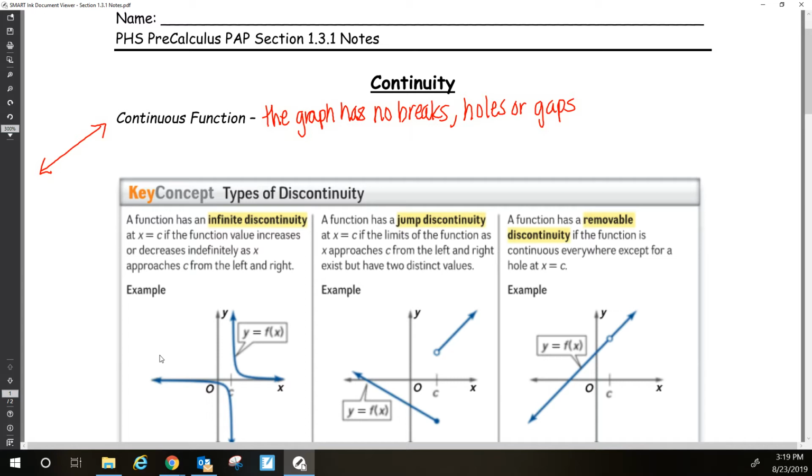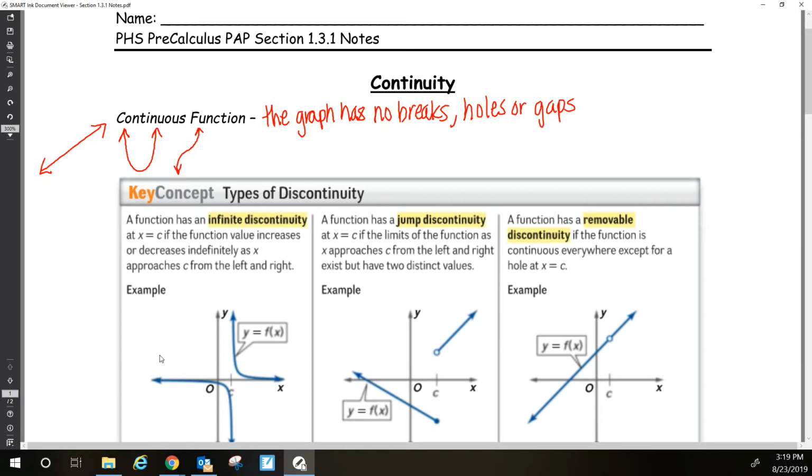There's the quadratic function, right? Parabolas, no holes, no breaks, no gaps. There's the cubic function, no holes, no breaks, no gaps. There's variations of these when we start talking about polynomials. They have this basic shape, but they do funky things. We're going to learn that in a little bit.